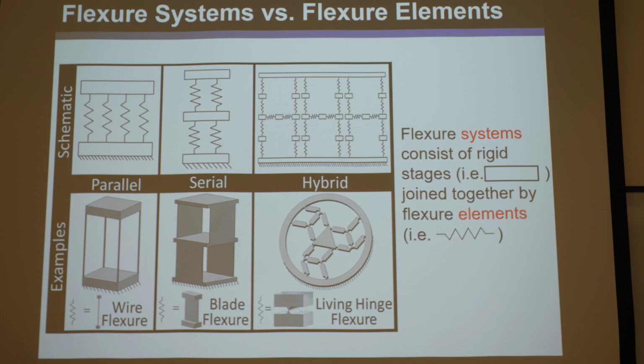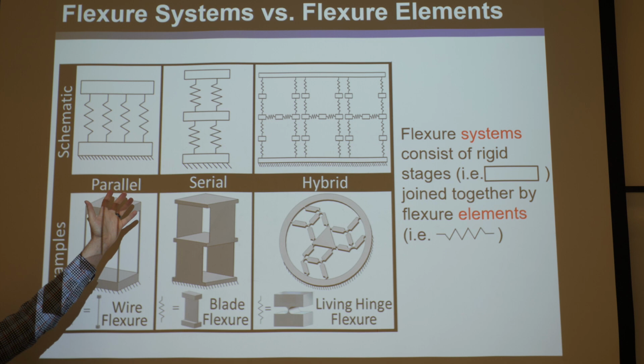And so like I said, the rectangles can be any shape in reality. The springs can be almost any shape in reality, as long as they deform and constrain certain directions, etc. And these systems that consist of both rigid bodies and flexible elements, like I said, are categorized into three different categories.